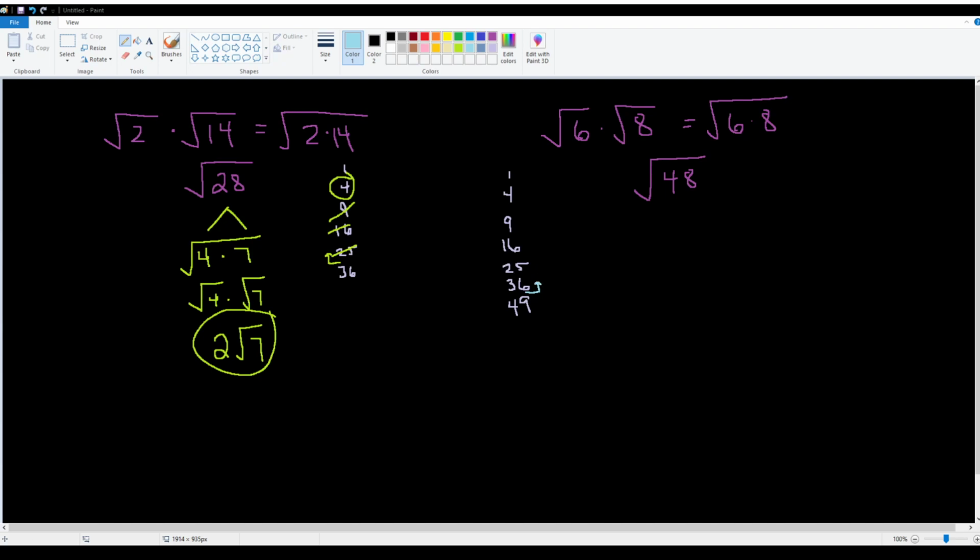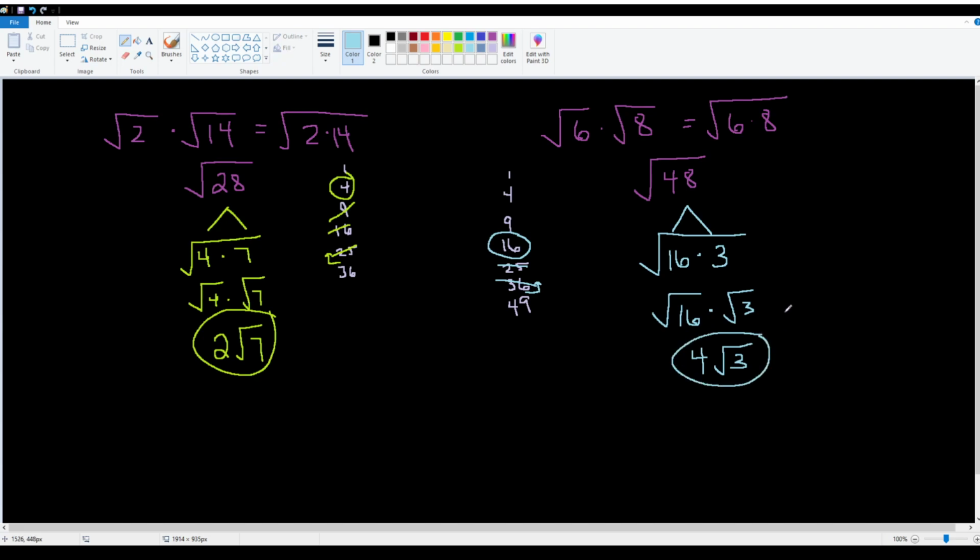36. 48 divided by 36, no. 48 divided by 25, that's going to be a no. But 48 divided by 16, that's going to give us 3. So we rewrite the square root of 48 as the square root of 16 times 3, which we can then rewrite as the square root of 16 times the square root of 3. And the square root of 16 gives us 4. So my final answer would be 4 square root of 3.